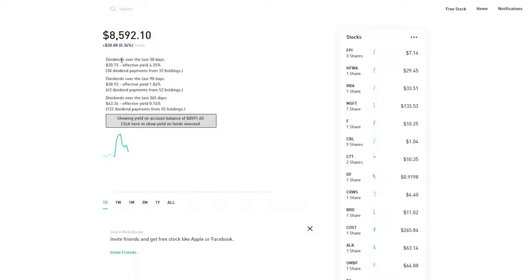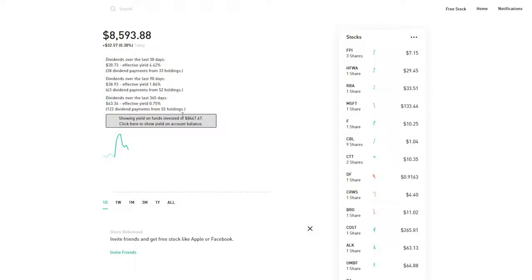So here we can see it's loaded it up. We can see for my account over the last 30 days, I've gotten $30.73 of dividends, which is an effective yield of 4.35% on my current portfolio of 85.91. I can also click this button down here at the bottom, and that'll toggle over to showing the dividend yield of my funds invested of 84.67. So right now, my portfolio is relatively flat. I've only made a few bucks total, but it's up a bit at least.